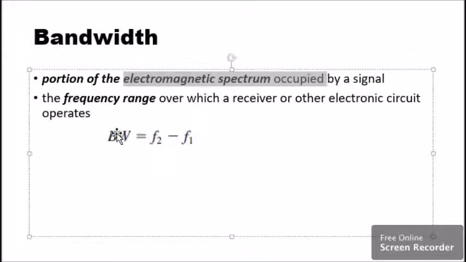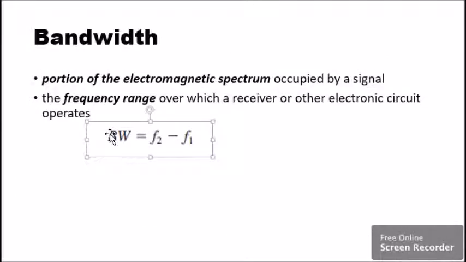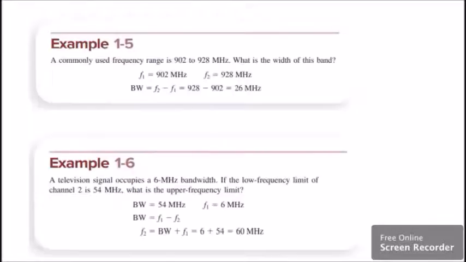So it is the range. So pag sinabi mong range, it's just the highest minus the lowest. Tama po ba? So yung bandwidth mo, that is just the higher frequency limit minus the lower frequency limit, or the F1. So to give more emphasis, let's have this example.